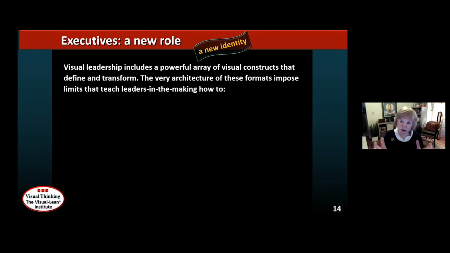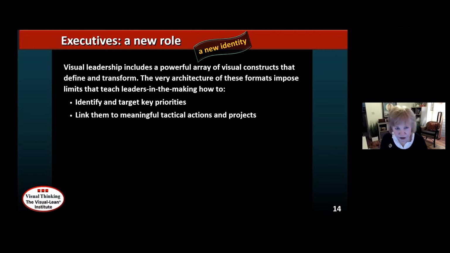The constructs of visual leadership are what enable the leader in the making to acquire the skills and to make that change. Because these constructs have a certain architecture. I'll show you. I can't do this holistically. I can't tell you and show you at the same time, so it's going to be sequential. The architecture of these formats, they're two-dimensional formats, impose limits that teach. And they teach how to identify and target key priorities, how to even know about a priority, and how to link them to tactical actions and projects, and how to drive them through aligned metrics.